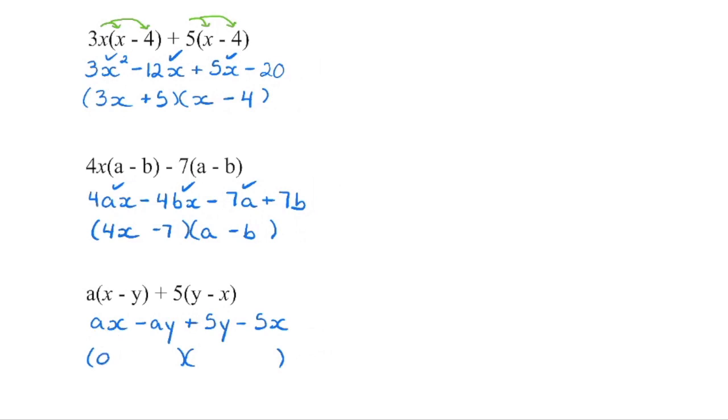So let's go with a times x, that's my first term. And then a times a negative y will get me negative ay. x times a negative 5 will get me that term of negative 5x, and check: negative 5 times negative y is positive 5y. So we have ax minus ay minus 5x plus 5y. So that's going to get us back to what we have here.